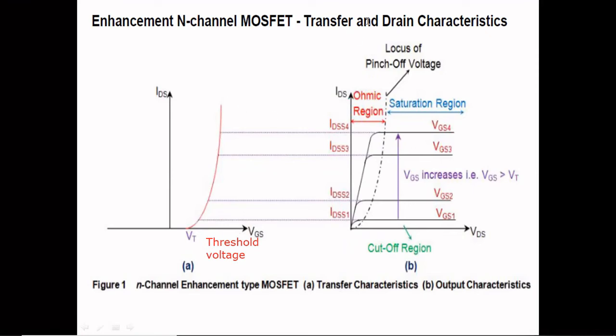Second thing is called as drain characteristics or output characteristics. Here I'm trying to plot a graph between output voltage versus output current. In this graph, we can observe three regions. One is called as ohmic region, second one is called as cutoff region, and third one is called as saturation region. So these are the two characteristic graphs we'll be studying here.